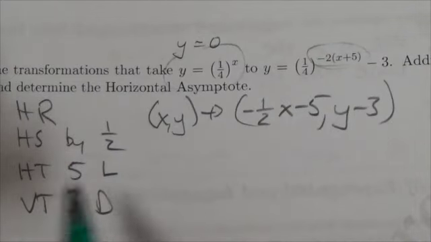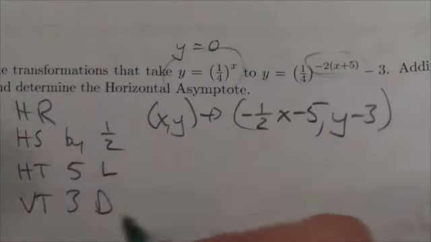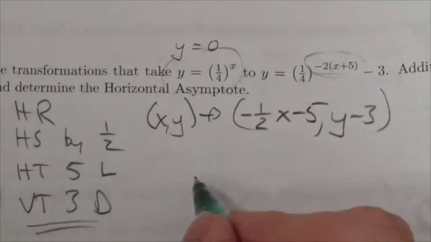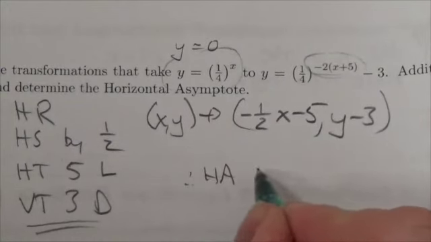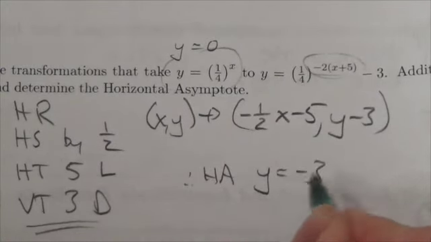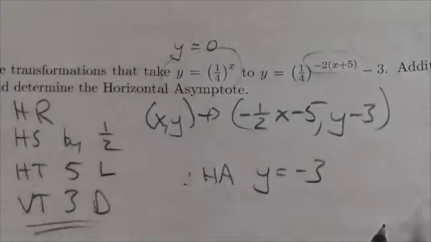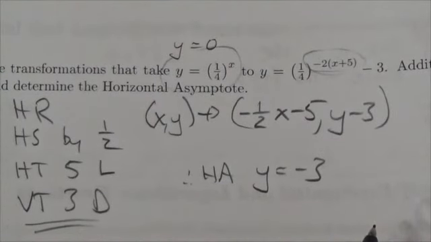So the only transformation here that's affecting that horizontal line is this one right here, and therefore our horizontal asymptote will end up being y equals -3. So it's related directly to the vertical translation.